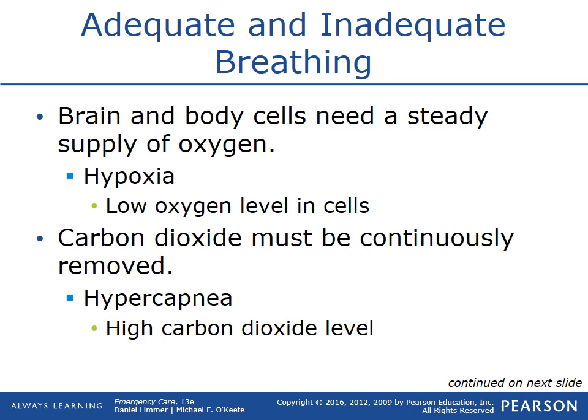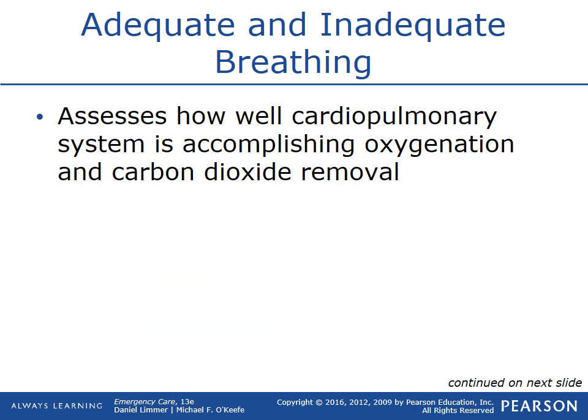Breathing is also a process that the brain controls. The brain and the body cells need a steady supply of oxygen. If they don't get it, they're in what's called hypoxia, a low oxygen level in the cells. Carbon dioxide needs to be continually removed. If not, a condition called hypercapnia, or high carbon dioxide level, exists. So you need to assess how well the cardiopulmonary system is accomplishing that task it has of bringing oxygen in and removing the carbon dioxide.